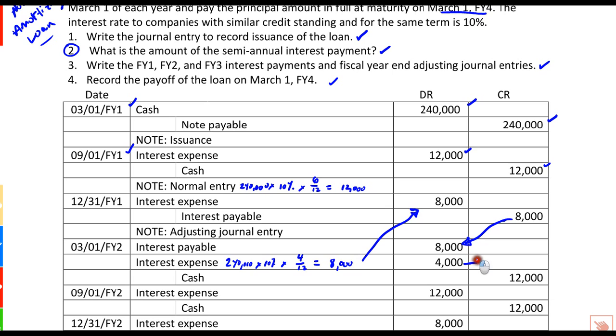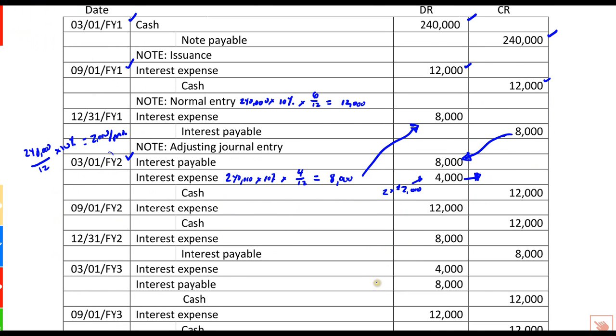and this 4,000 is, another easy way to do it is to recognize how much per month. 240,000 divided by 12 times 10%. So that's 2,000 per month. So this is March 1st. So it's January, February. This is just 2 times 2,000. So for the March payment, we recognize another 2 months of interest expense.